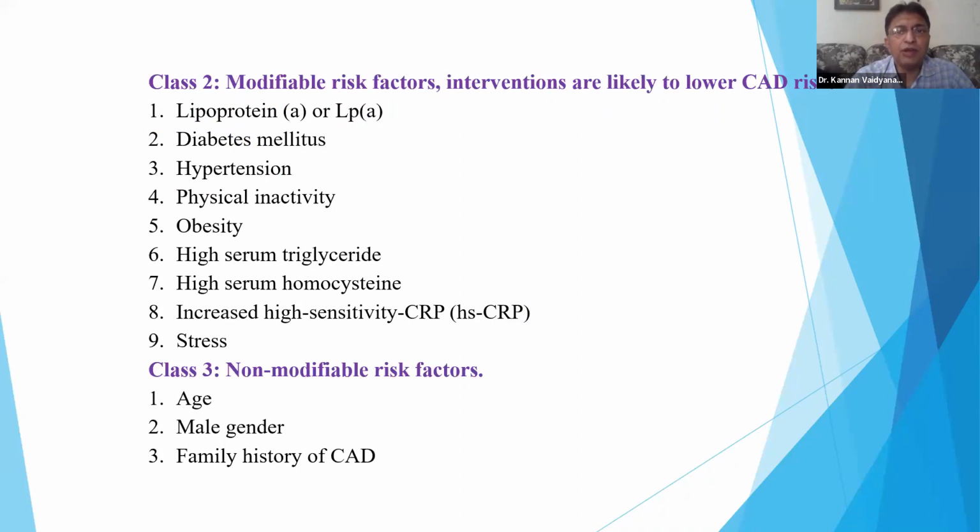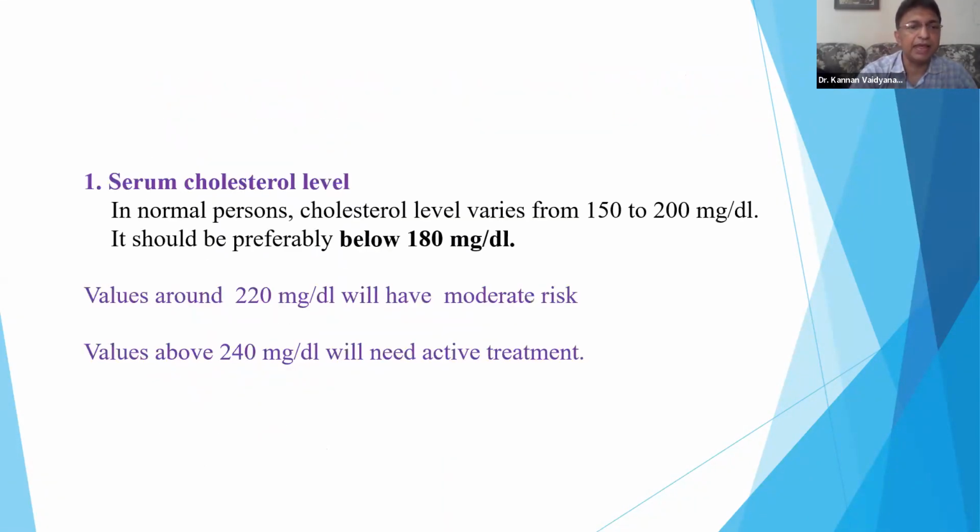And then you have the modifiable risk factors and interventions likely to lower the CAD risk, like lipoprotein A, and then clinical conditions like diabetes mellitus, hypertension, physical inactivity, obesity, and markers again like serum triglycerides, serum homocysteine, which I said is controversial, and many clinicians don't use homocysteine for cardiac conditions anymore, and increased high sensitivity CRP, stress, etc. And non-modifiable risk factors are family history, male gender, age, etc.